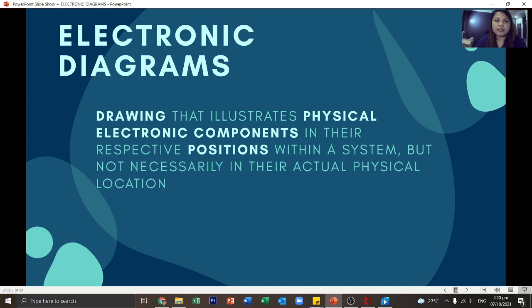Last week in Module 1 we already discussed electronic symbols. Now you already know the symbols of some electronic components. These symbols represent the physical electronic components. In these electronic diagrams, the components are positioned based on their actual physical location. And that's what we are going to discuss today: how to interpret and read electronic diagrams.